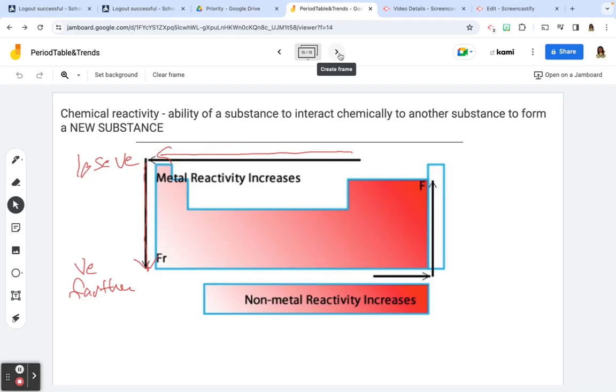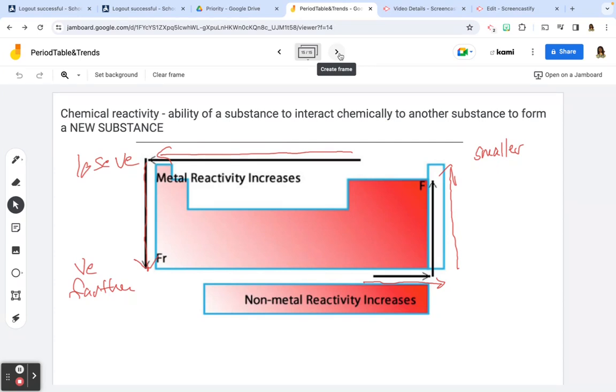Now, it's the total opposite for nonmetals. Nonmetal reactivity increases as you go up because the atoms are smaller. So they draw in valence electrons, and it increases as you go across the period from left to right because they have more protons to pull in valence electrons.